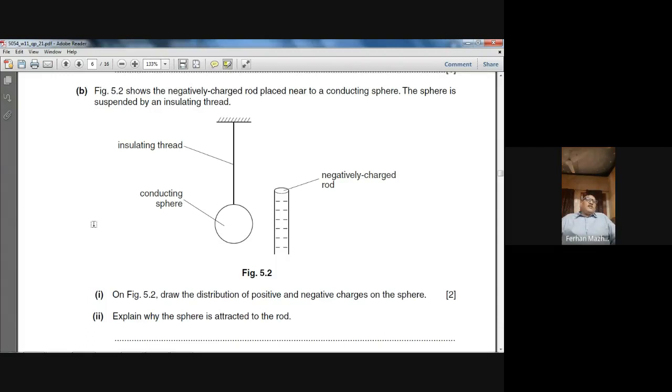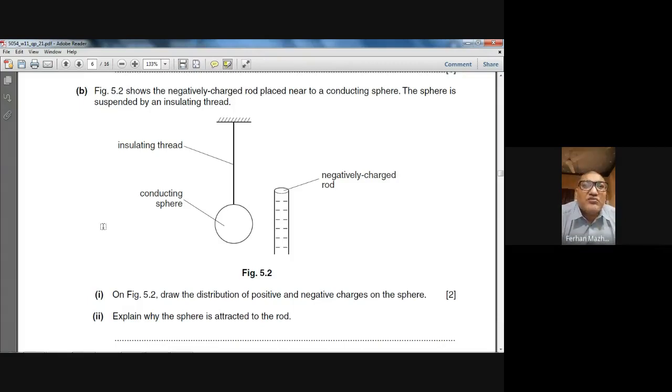So because this sphere is conducting and it's near this negatively charged rod, what will happen? The electrons will be repelled by this negative rod. So the free electrons will go to the left side of the sphere. So the right side of the sphere will become deficient in electrons, so this will become positive, and the left side will become negative.